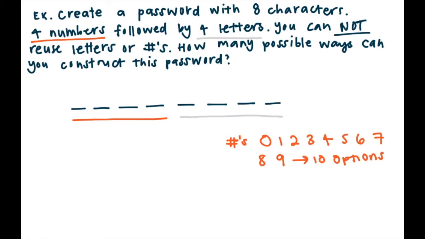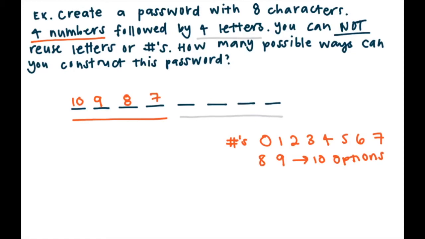So if we start with the first option, I know that I can have 10 possible options, okay? But then, since it says that I cannot reuse numbers, that means if I use one, I'm down to 9 options. If I use up 2, I'm down to 8 options. If I use up 3, I'm down to 7 options.